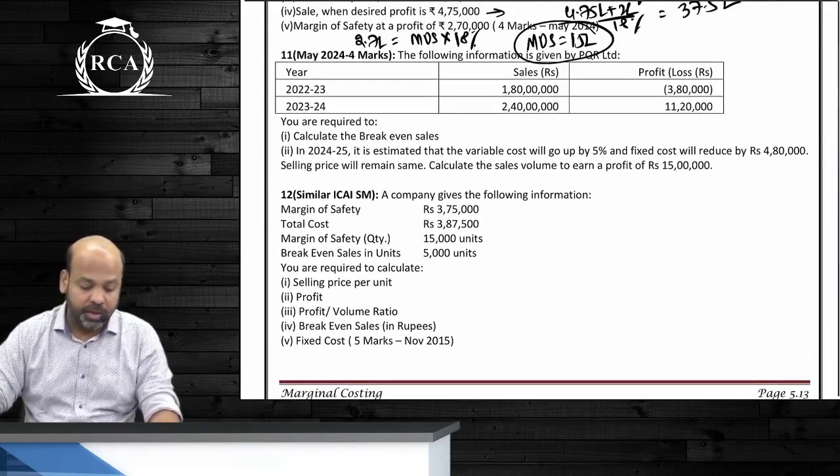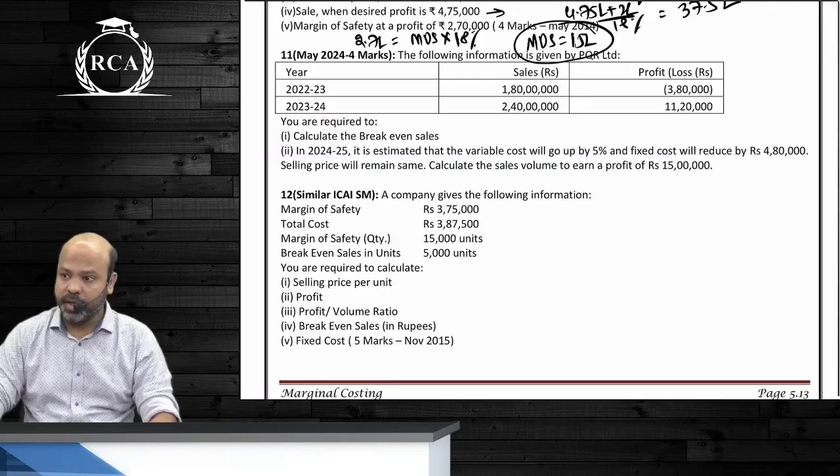The following information is given by PQR Limited. They've given us sales for the year 2022-23 and sales for the year 2023-24, guys: 1 crore 80 lakhs and 2 crore 40 lakhs. Profit is 3 lakh 80,000 and 11 lakh 20,000.